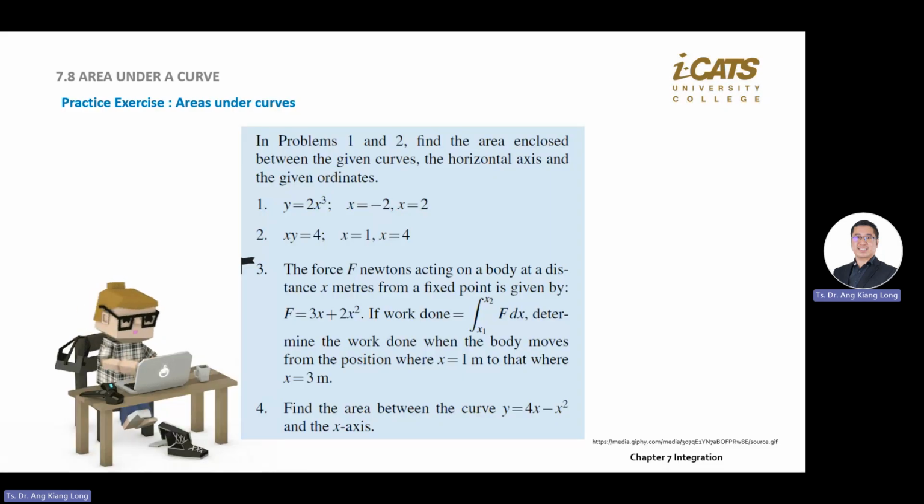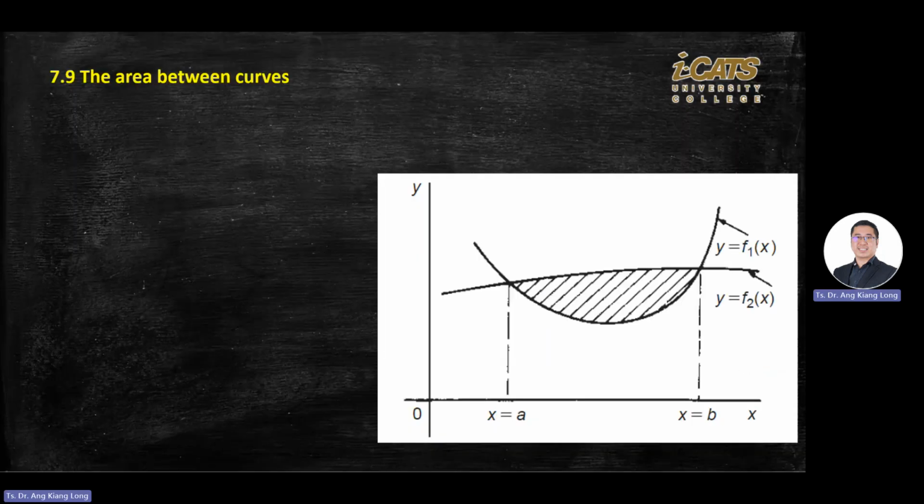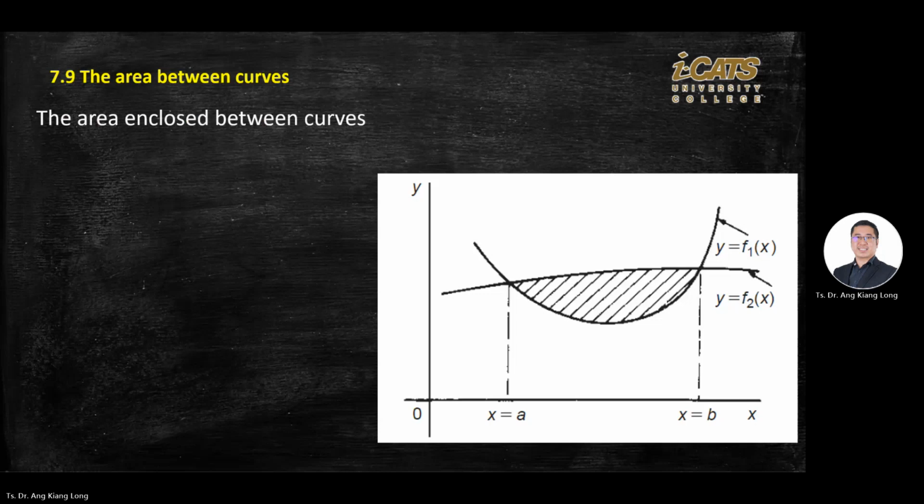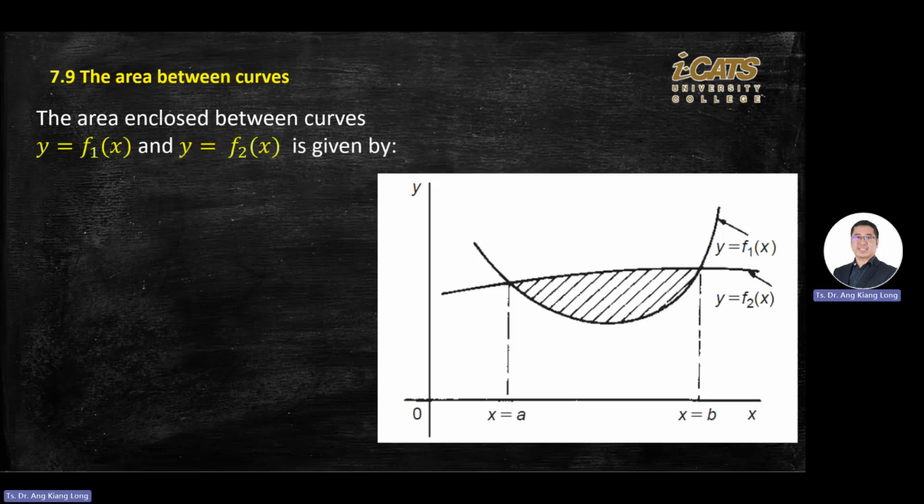21, 1 over 12. Means 0.08, so 21.08, correct? 21, 1 over 12, right? Equal to what? 1 over 12 is 0.08, something like that. Okay. This one, go home and see.